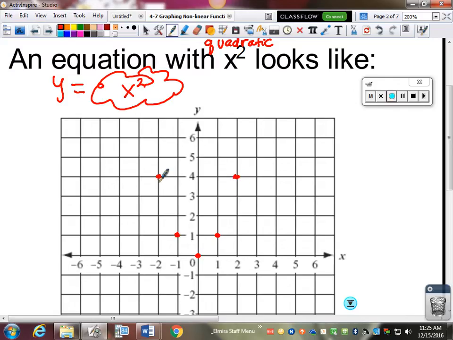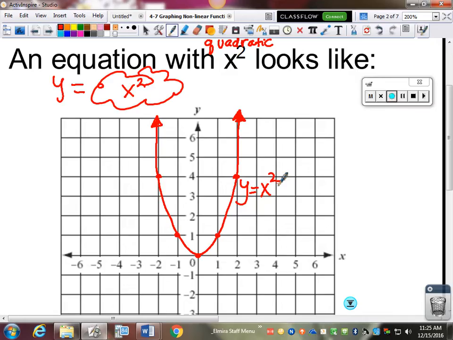Okay. This is very important for you to realize, when I connect the dots, I am making a U shape. It is not pointy. It is curved, especially down here at the bottom. It's a nice curve. And we would label it with our equation.